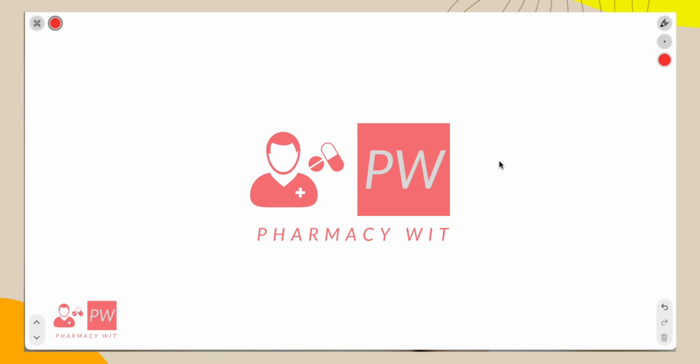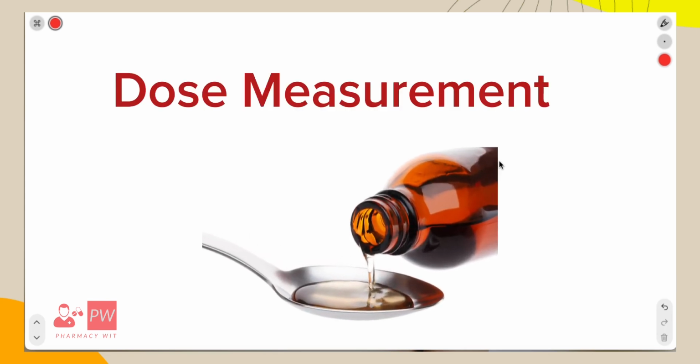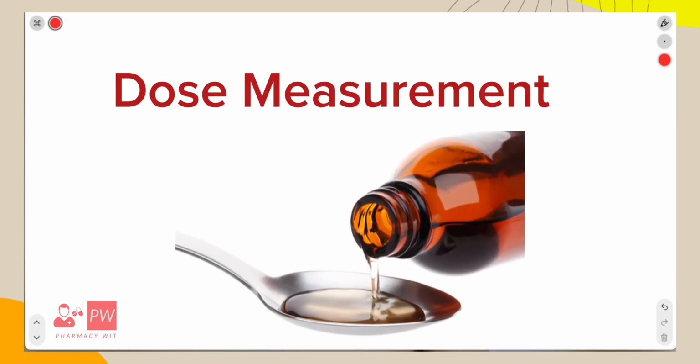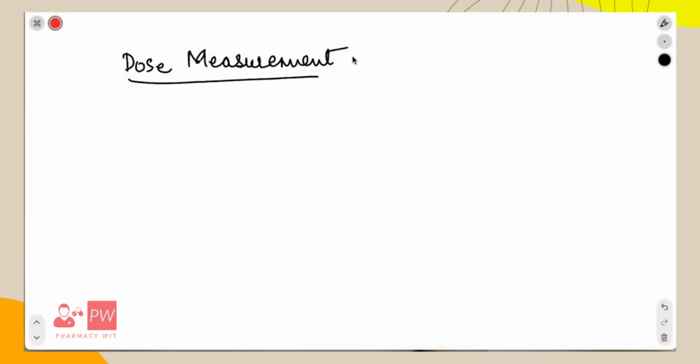Today I am going to explain the dose measurement. So let's start with the definition of dose measurement. It includes measuring the dose of a drug with the help of measuring devices.